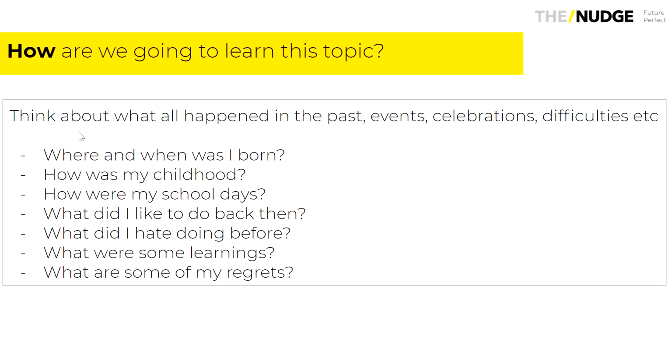Now, when we want to start our story by describing events, celebrations, difficulties, etc., that had happened in the past, here are some ways we can think of doing so. We can either talk about where and when I was born, or how was my childhood, how were my school days, what did I like to do back then, what did I hate doing before, what were some of my learnings, and what are some of my regrets. So, here are some tips for you that will help you to think about things that are relevant to share about your past with other people.